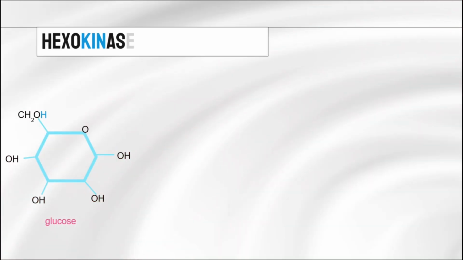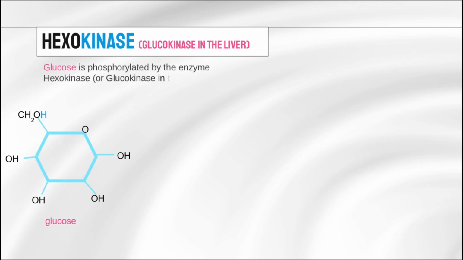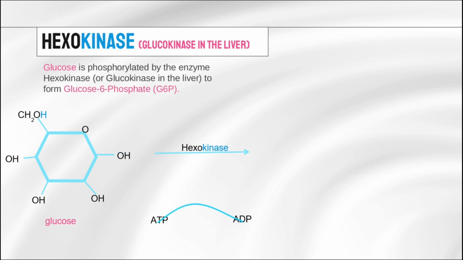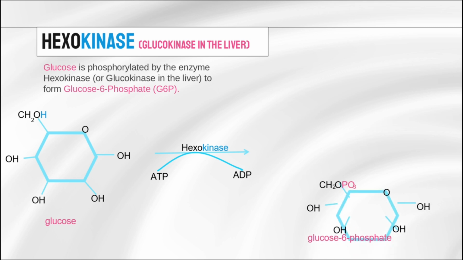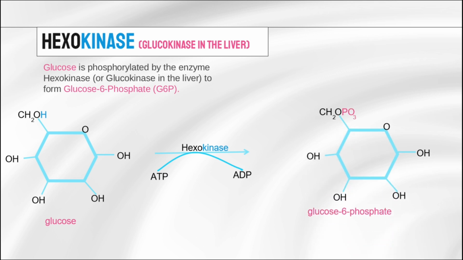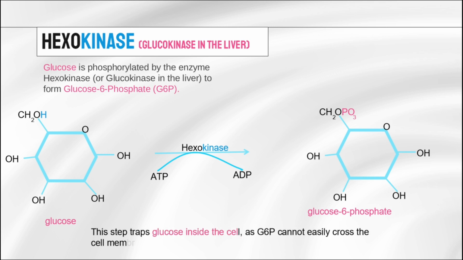Step 1. Glucose to glucose 6-phosphate, G6P. Our journey begins with glucose, the star of the show. In this first step, the enzyme hexokinase, or glucokinase in the liver, swoops in to phosphorylate glucose, using ATP to form glucose 6-phosphate, G6P. This clever move traps glucose inside the cell, ensuring it can't escape. Mnemonic: glucose gets a gatekeeper.